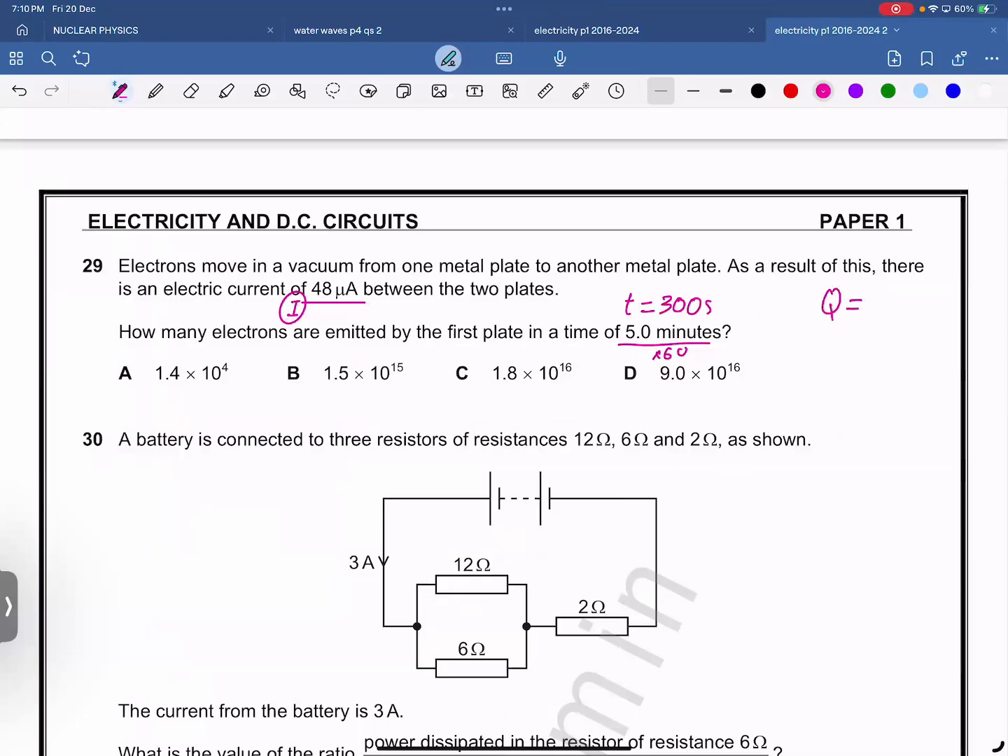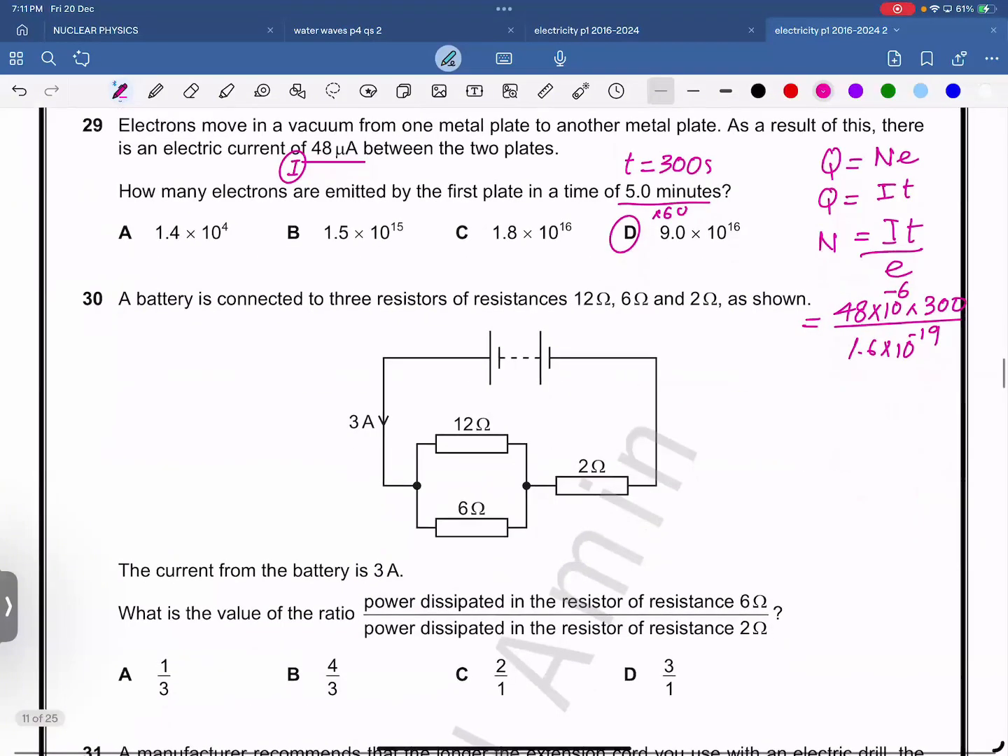Two equations. Dear student, Q is equals to NE, Q is equals to IT. So N will be IT divided by E. I, 48 micro. 48 micro mean 10 power negative 6. Time is 300 over E, 1.6 into 10 power negative 19. D. This was an easy question. I don't rate it as a difficult one. It's a very common IGCSE concept.